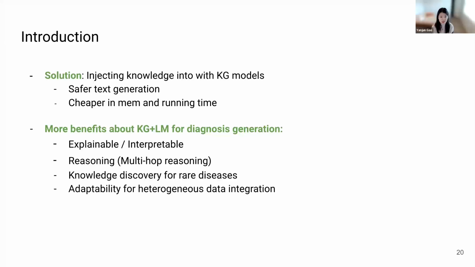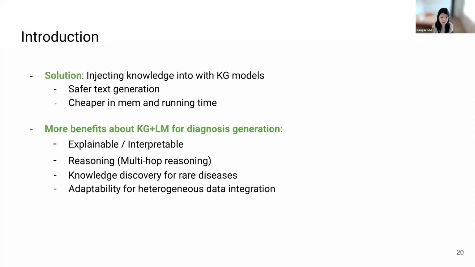There are more benefits of integrating knowledge graphs with language models for diagnosis generation. I'm just laying this out here as a general introduction. Knowledge graphs are known to be explainable or interpretable because you're able to control the multi-hop. You're able to see how one concept leads to other concepts, what the intermediate steps were that it went through. And then it enables this multi-hop reasoning.